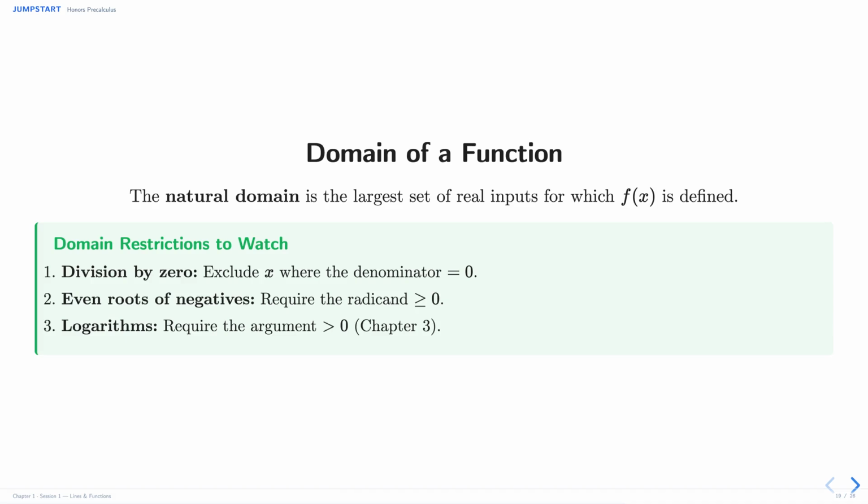Now let's talk about the domain of a function. The natural domain is the largest set of real inputs for which the function is defined. There are some restrictions to keep in mind, such as avoiding division by 0, ensuring even roots of negatives are excluded, and requiring log arguments to be greater than 0. These restrictions can help you determine the valid inputs for a function.